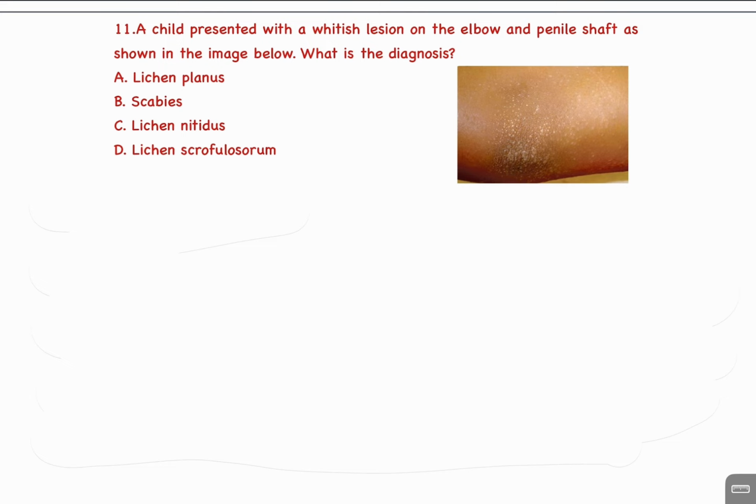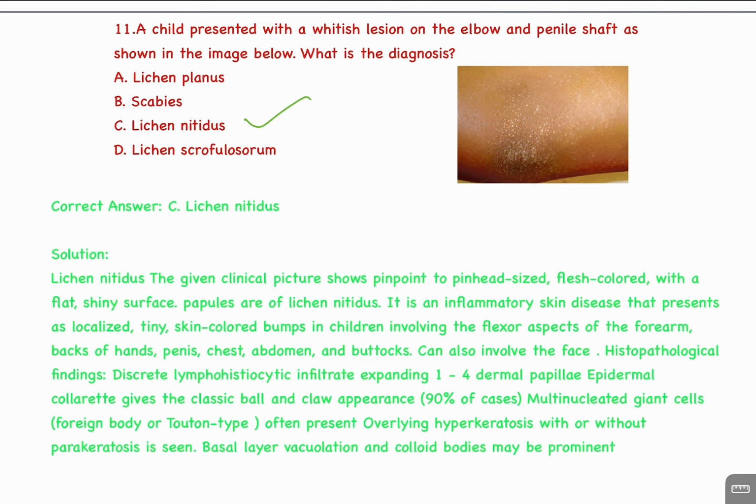scrofulosorum. The answer is Lichen nitidus. Lichen nitidus: the given clinical picture shows pinpoint to pinhead size, flesh colored papules with a flat, shiny surface, which are of lichen nitidus.